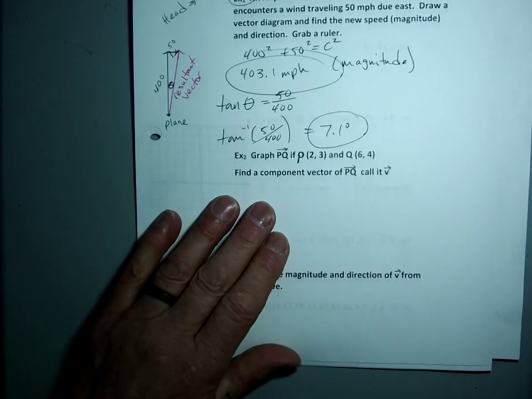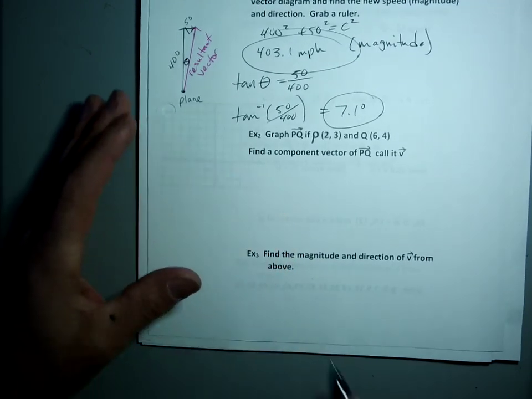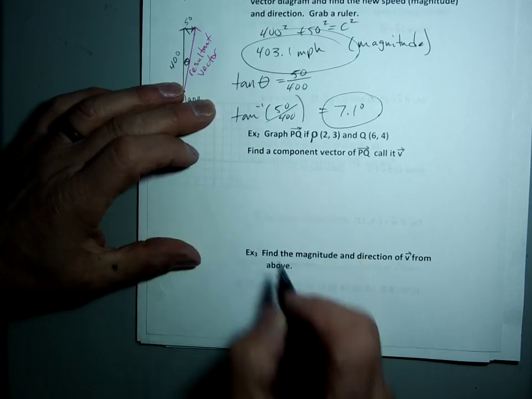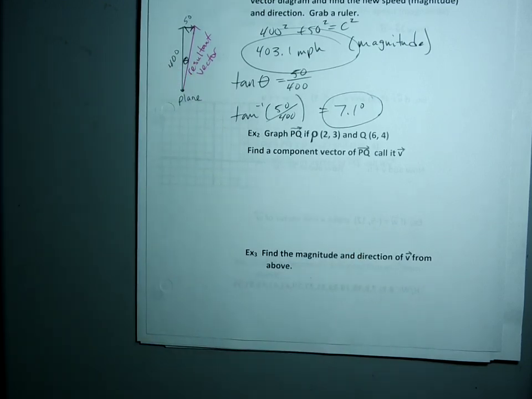Okay, now, second part, example 2. Graph PQ. It might be easier if I put this on graph paper. Let's see. Why not? Put it on graph paper.